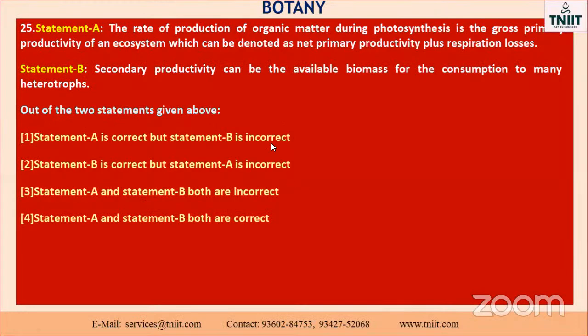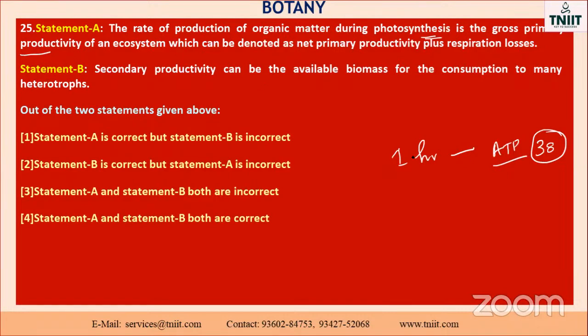Okay. Go to the next one. Statement 1: the rate of production of organic matter during photosynthesis is the gross primary productivity of an ecosystem, which can be denoted as net primary productivity plus respiration losses. Yes. How much will be produced? For example, the rate of production of organic matter during photosynthesis, the gross primary productivity. Okay, how much per 1 hour? In 1 hour, how many ATP molecules are produced? For example, 38 ATP, imagine.